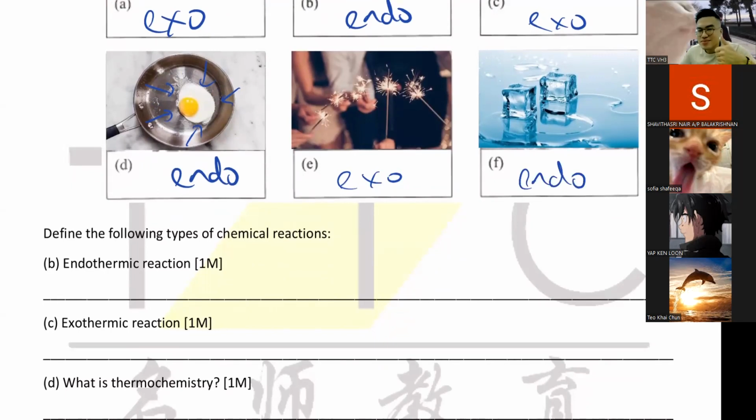Cool? You guys cool? Please don't tell me you only get like 2 correct here. Then I am sorry, you must go back to Form 1.